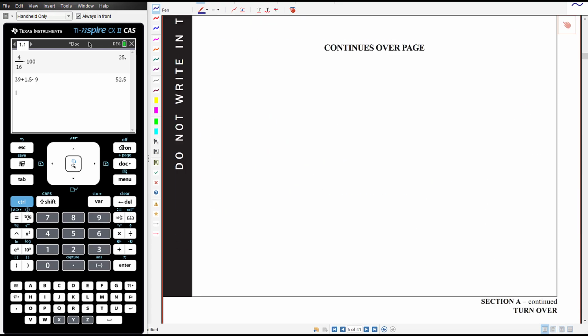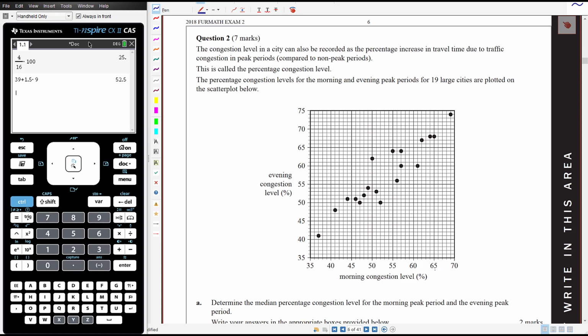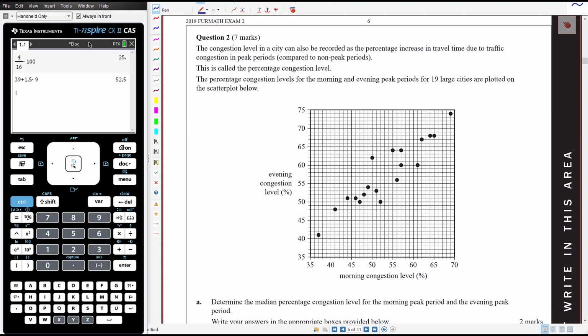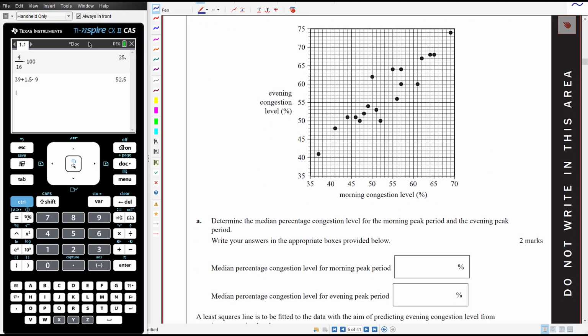Okay, so question 2. The congestion level in a city can also be recorded as the percentage increase in travel time due to traffic congestion in peak periods compared to non-peak periods. This is called the percentage congestion level. The percentage congestion levels for the morning and evening peak periods for 19 large cities are plotted on the scatter plot below. Determine the median percentage congestion level for the morning peak period and the evening peak period. Write your answers in the appropriate boxes below.